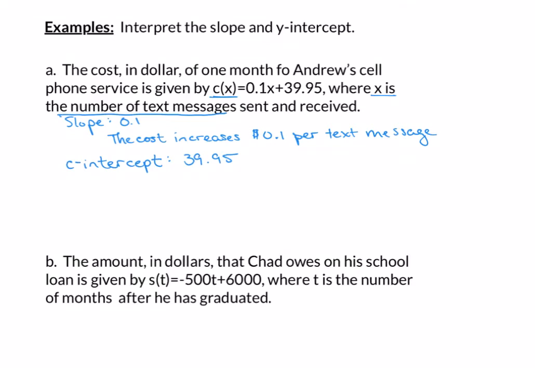And I call it the C-intercept because that's my function definition right there. Okay, so my C-intercept is 39.95, so how do we interpret that? The initial cost is $39.95. And that's all you have to say.